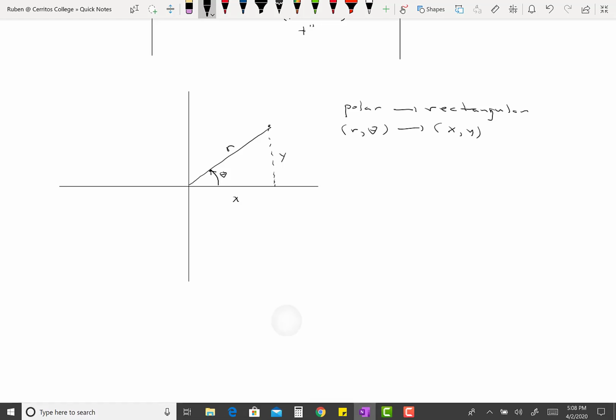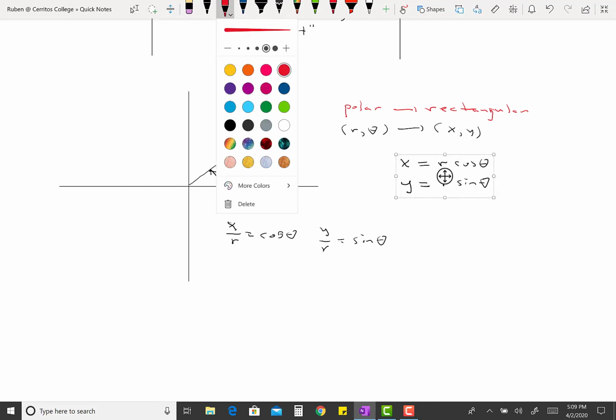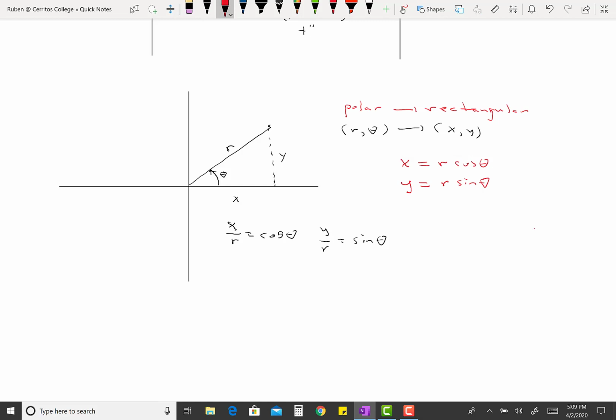Well, notice that from trig we have x over r equals cosine of theta, and y over r equals sine of theta. So if I gave you an r and a theta, you could tell me that x then equals, by multiplying both sides of the first equation by r, r cosine theta. And similarly, if you multiply the second equation by r, you get y equals r sine theta. So these two equations allow us to convert from polar to rectangular: x equals r cosine theta and y equals r sine theta.